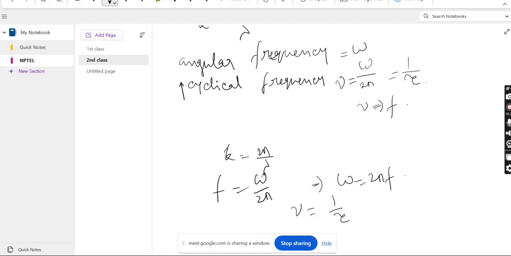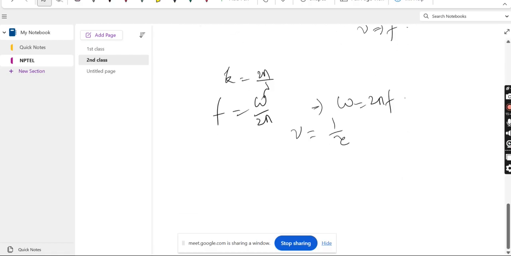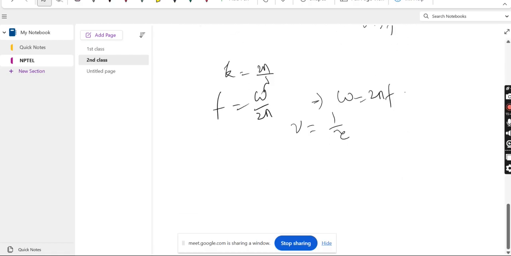Always remember the units of the electric field and magnetic field, their dimensions, and the units of the wave vector and frequency. What is the unit of the angular frequency? What is the unit of the cyclical frequency? All those kinds of things, because it's very important.